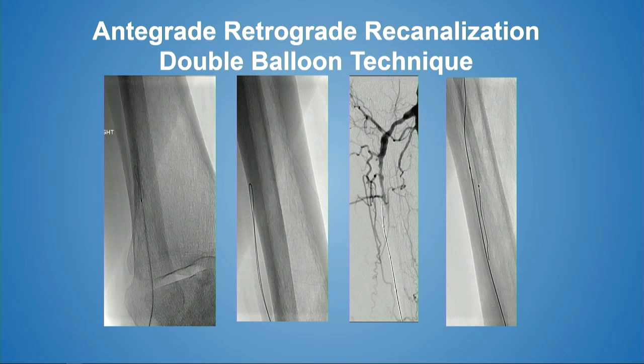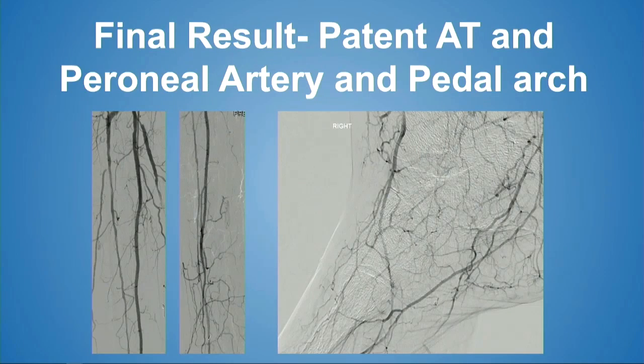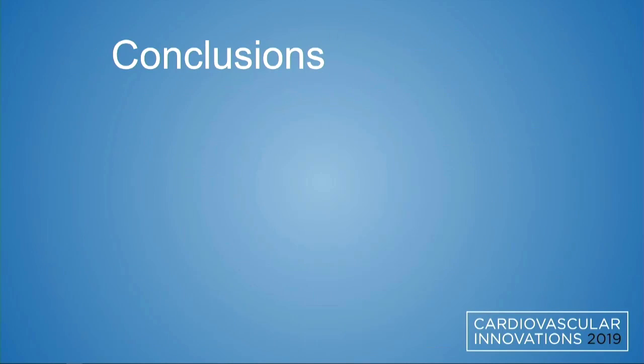So we had to do a double balloon technique, where there was a balloon from above and a balloon from below. With both balloons dilated, both 2.5 millimeter balloons, ultimately a channel was created between the two segments, which then allowed the wire to pass, with good antegrade flow out to the pedal arch.